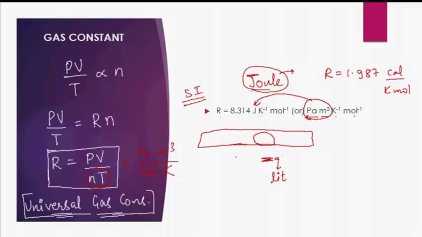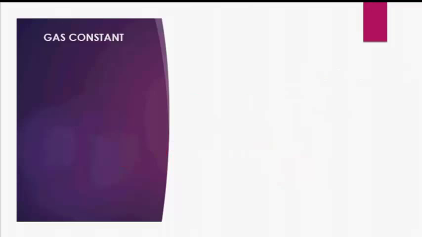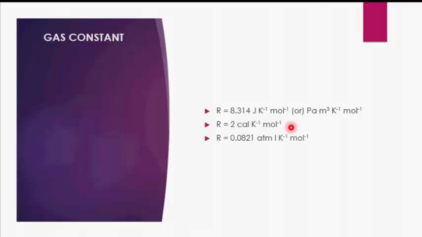What we have here is the value of R in SI unit is 8.314 joule per Kelvin per mole. If you convert this joule into calorie, we get that the value of R is approximately 2 calorie per Kelvin per mole. And the more commonly used unit of R is in liter ATM, where you use pressure in ATMs, that is atmospheres, and volume in liter. In that case the value of R comes out to be 0.0821 liter ATM per Kelvin per mole.